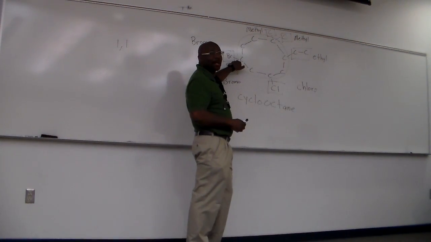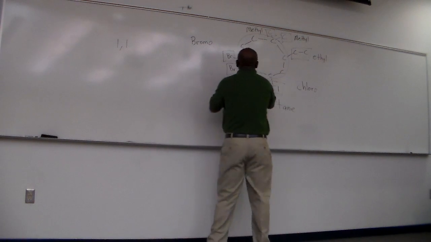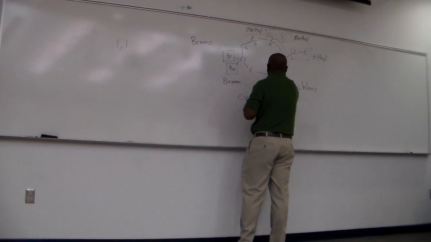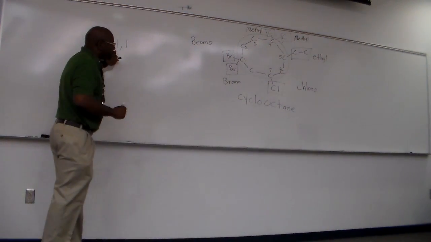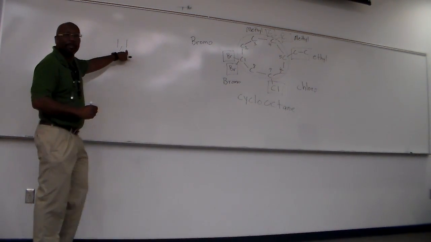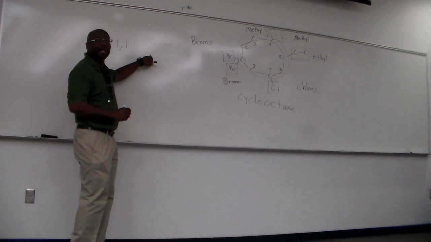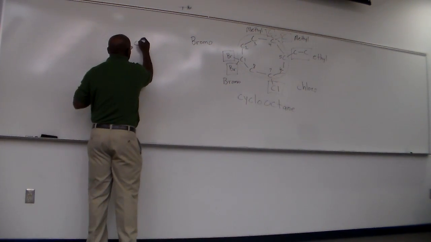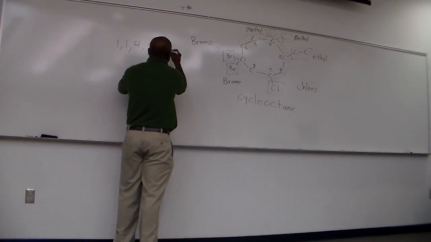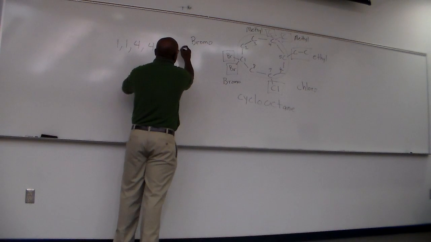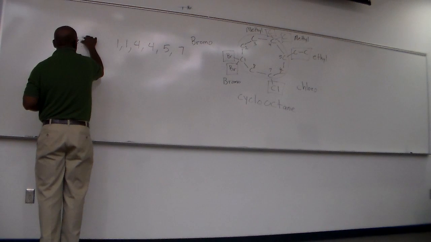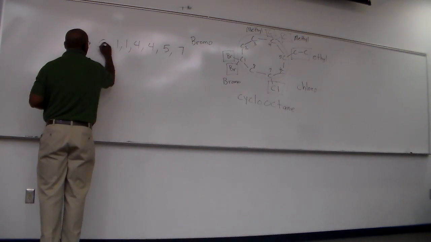From the BR, if I go clockwise, this is 1, 2, 3, 4, 5, 6, 7, 8. I will have something attached to carbon number 1, another group attached to carbon number 1. I will have a branch attached to carbon number 4, and another one attached to carbon number 4. I will have a branch attached to 5, and a branch attached to 7. BR2, clockwise.